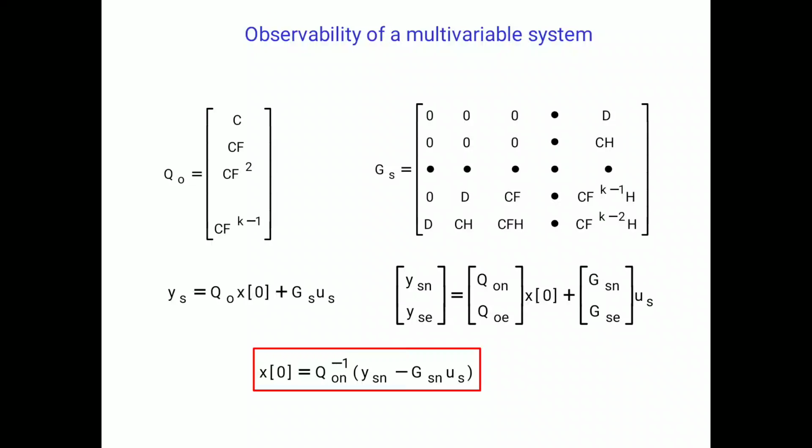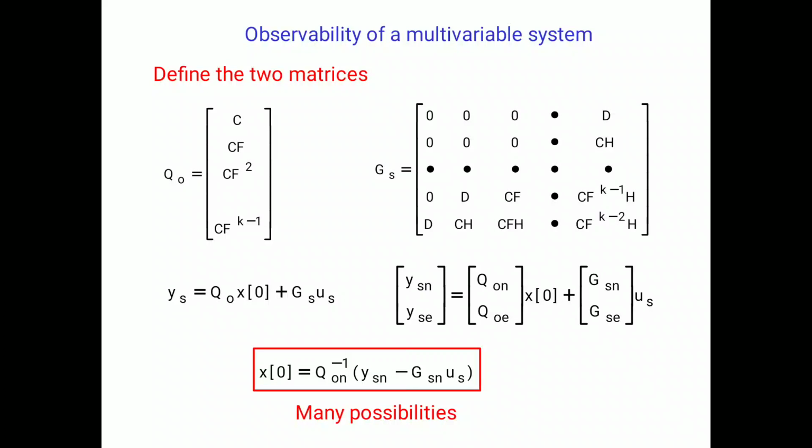The observability matrix is C, CF, CF square, up to CF raised to k minus 1. The observability matrix we have to find out, and in controllability we have to find out the controllability matrix. The controllability matrix's rank should be equal to n. Then the system is called controllable, and observable when the rank of the matrix is equal to n. So this is all regarding the state space analysis and its mathematical part.